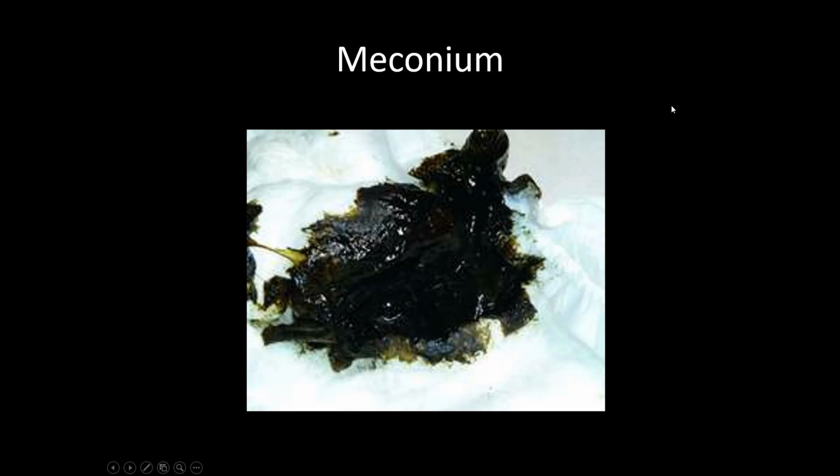I mentioned the first poo a baby has doesn't look anything like normal poo. That first poo is called meconium, and it's usually described as tar-like. You can see it in this picture right here. It's a collection of a bunch of dead cells and mucus from the digestive system, and that's because they haven't eaten anything, and so this is just sloughing of the lining, and it's fairly gross looking, but it's normal. This is what that first poo is supposed to look like.